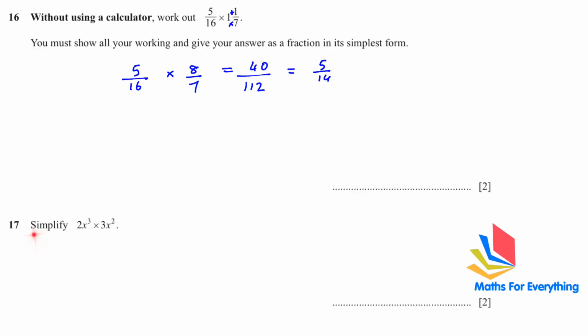Next, simplify 2x cubed multiplied by 3x squared. So we multiply 2 multiplied by 3, 6. When we multiply variables like x and all, we add the power. So 3 plus 2, 5.